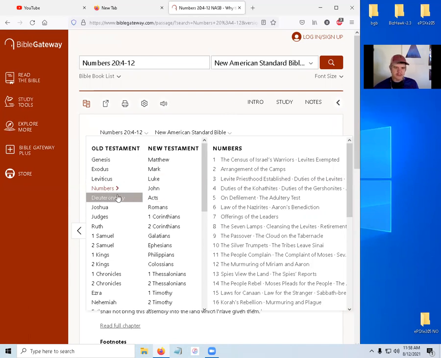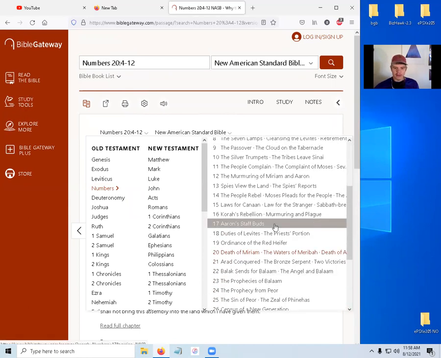Here we go. We're in Numbers chapter 20, verses 4-12. Why they use a colon, I don't know. That's just what somebody did, and that's just what we use today. Chapter 20, verses 4-10. Let's go to chapter 20.